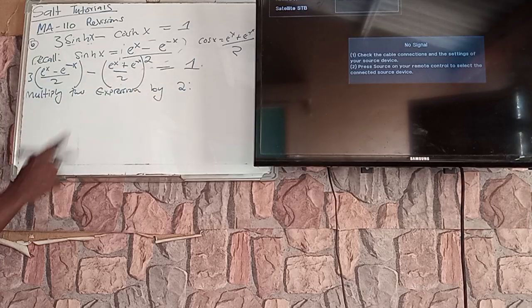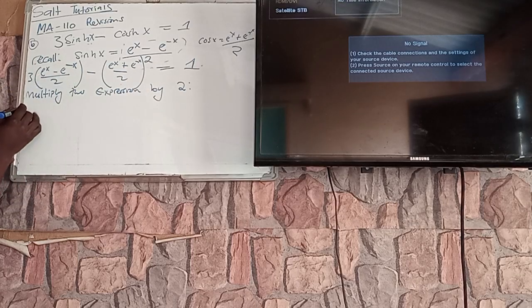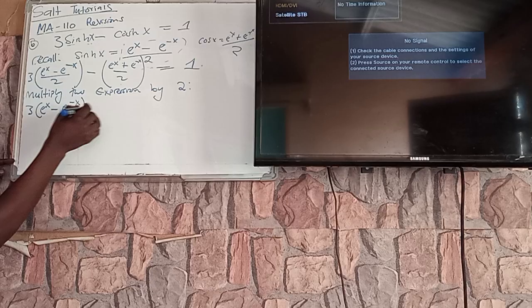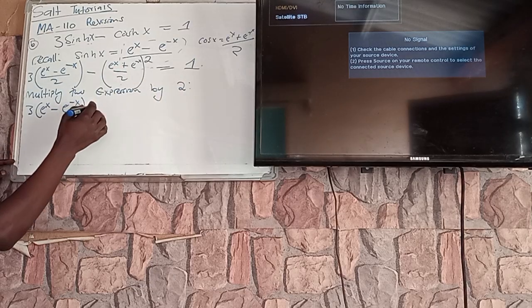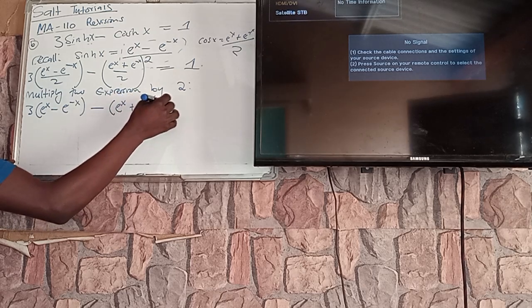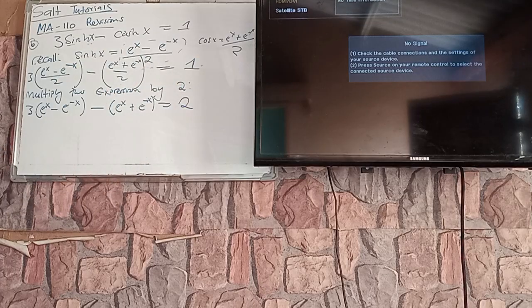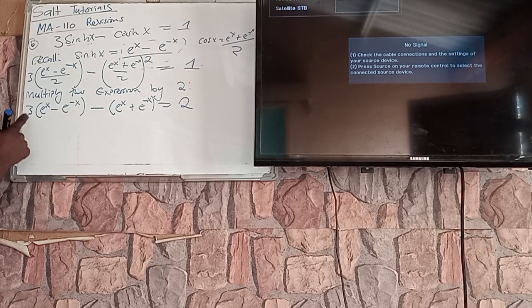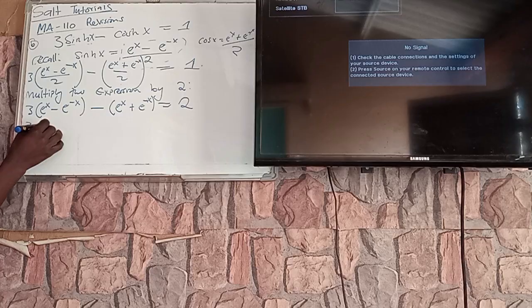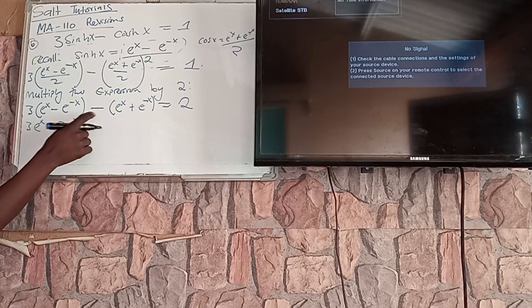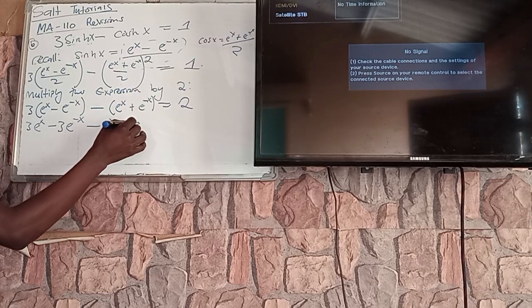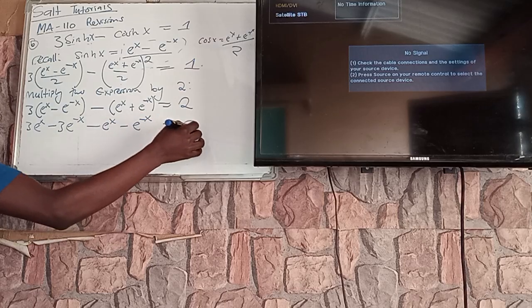So if I multiply the whole expression by 2, the denominator goes, and I'm going to remain with 3(e^x minus e^(-x)). This times that, this denominator goes, I'm going to remain with negative e^x plus e^(-x), to be equal to this times this, which is 2. So when we simplify everything, this times that, I'm going to have 3e^x. This times that, negative 3e^(-x). This times that, a negative e^x. This times that, a negative e^(-x), to be equal to 2.